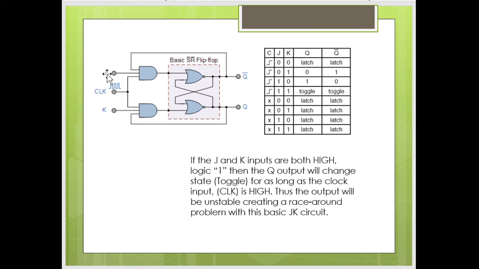Now, if J is 1 and K is 0, since K is 0, the second AND gate will provide output 0, because if any input of an AND gate is 0, the output remains 0. Now, since J is 1, the first AND gate will provide output 1, and this 1 is fed to the S input of the RS flip-flop, that means the set input, due to which the Q will set, and you will get the set output, that is Q equal to 1 and Q bar equal to 0.